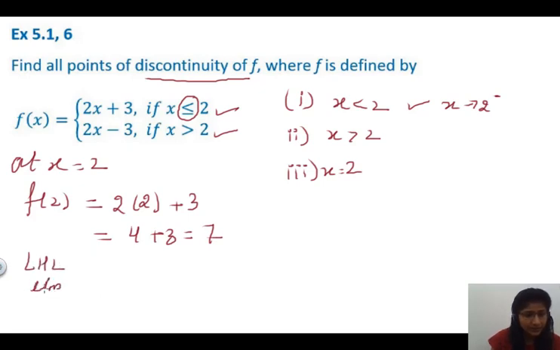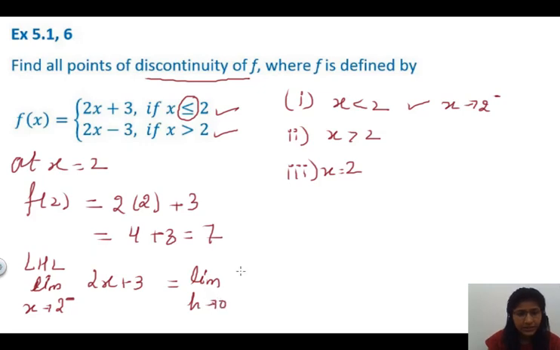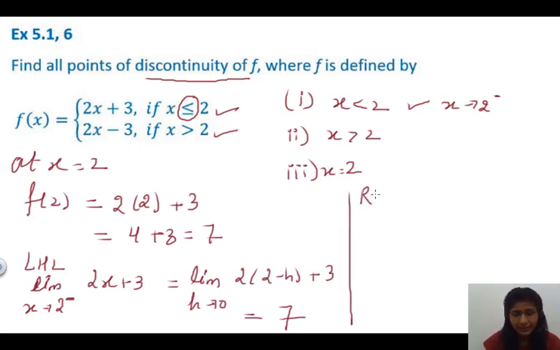Now you are going to check LHL. Limit x will tend to 2 minus, less than 2, we have to take 2x plus 3. Okay, now you will write it as limit h tending to 0. Instead of x, you are going to write 2 minus h, plus 3. So when you solve and place the value of h as 0, you get the answer as 7 again. Okay, this is LHL.